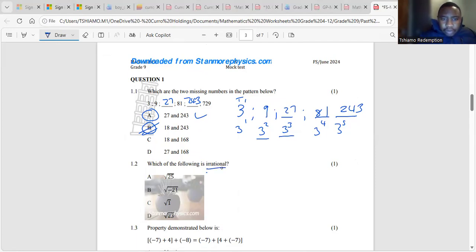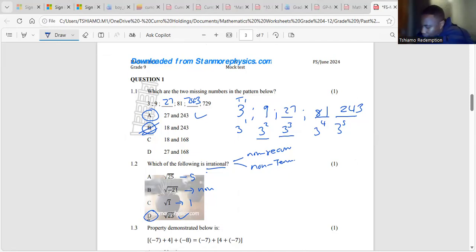Which of the following is irrational? What is an irrational number? An irrational number is a number that's non-recurring and has non-terminating decimals. So obviously, the square root of 25 is 5. This is a real number. The square root of 1 is 1.